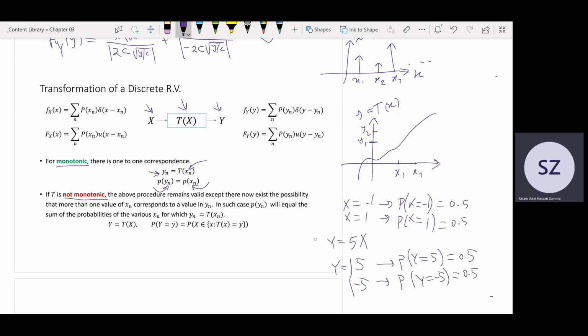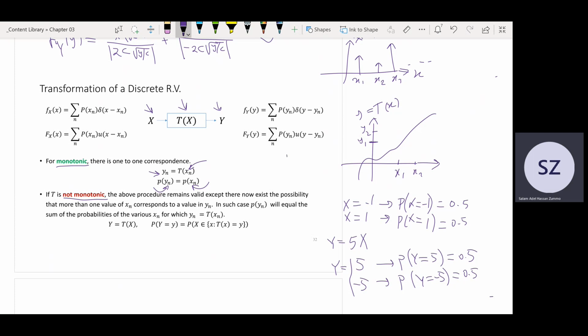So consider the probability of y equal 5. In order to find it, you need to go to the corresponding event in x. When does y equal 5? When x equals 1. And y equals minus 5 when x equals minus 1. So in order to find the probability distribution of y, I need to find the probability of every event in y. To do it, I need to find the corresponding event in x. Here it's a very simple example.